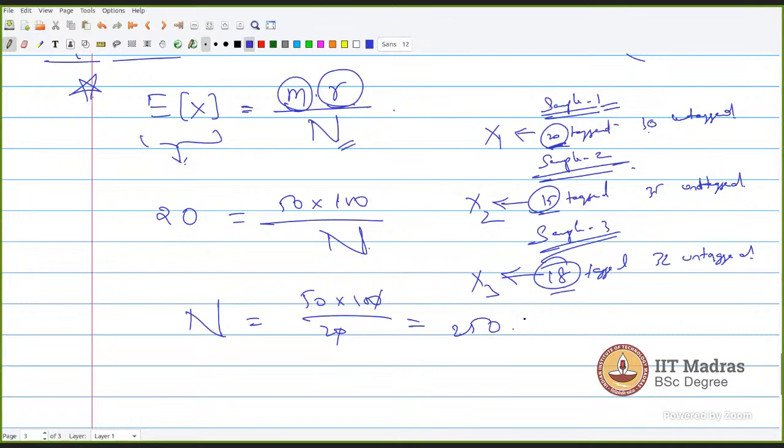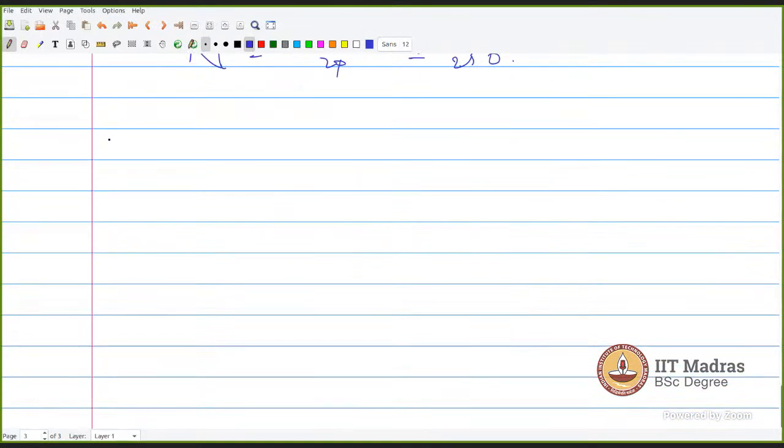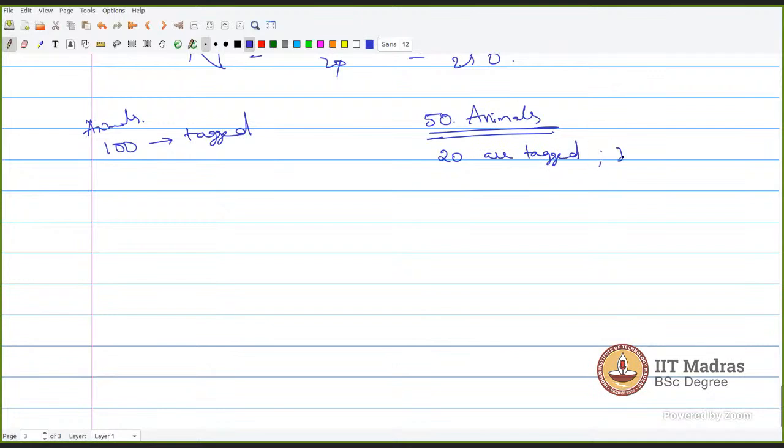Okay. Let me check, have you understood or not? In that question itself, I'm now increasing my samples. Firstly, 100 taggings are done, 100 animals are tagged. For the first recapture, I recaptured 50 animals. Out of these 50 animals, 20 are tagged and 30 are untagged. This is the first recapture.